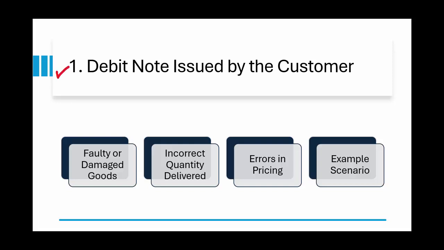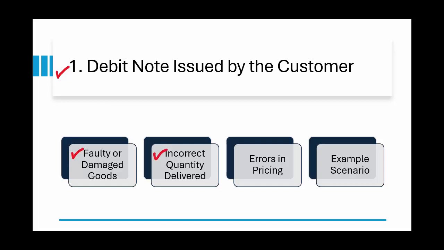In most cases, a debit note is issued by the customer to the supplier when the customer believes that the original invoice is incorrect. Common reasons for issuing a debit note from the customer's side include faulty or damaged goods. When goods are received but found to be defective, damaged, or not in the condition expected, the customer may request a reduction in the payment amount. This can happen, for example, if certain items are scratched, broken, or not functioning properly.